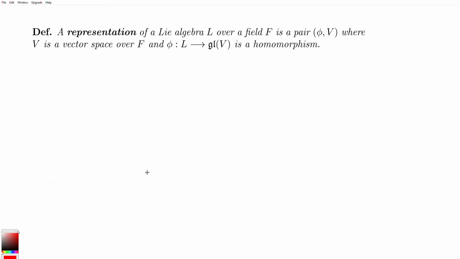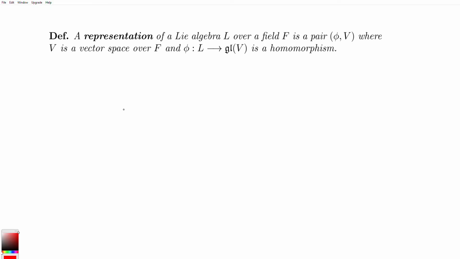we set out to define, which is a representation. So a representation of a Lie algebra L over a field F is simply a pair phi comma V, where V is a vector space over F, and phi is a homomorphism from L into the general linear algebra of V. So really, all a representation is, is just a homomorphism with a specific destination, okay? And the destination can vary, but it's always going to be a general linear algebra.